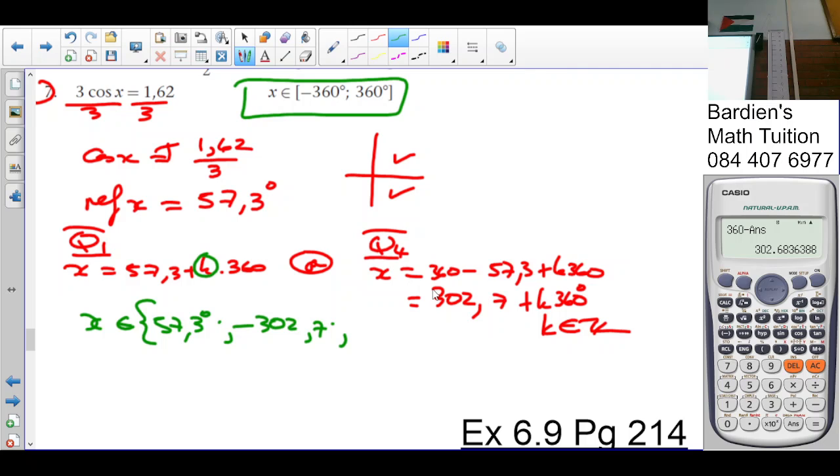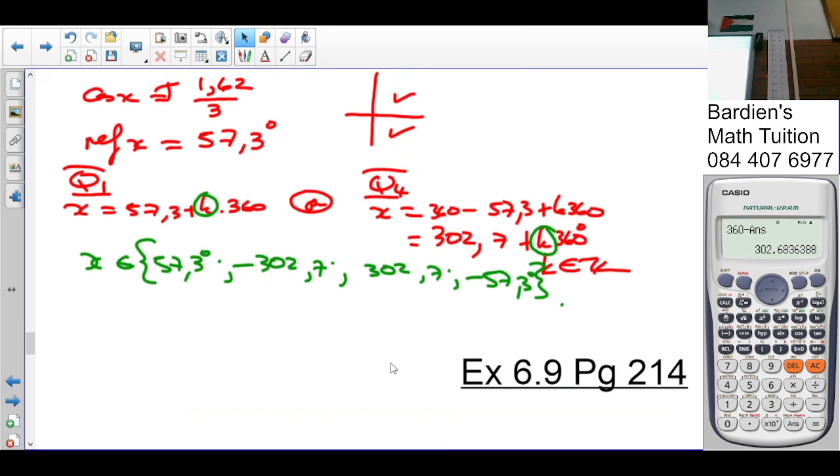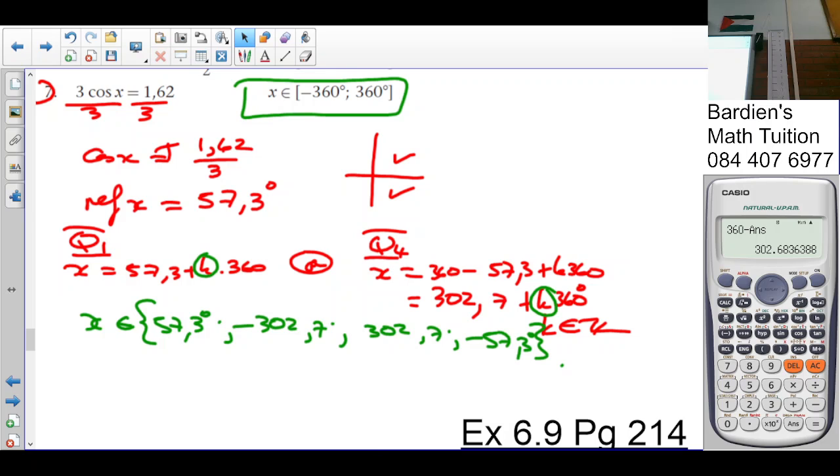Second branch: put 0 in, I'm going to get 302,7. Put 1 in, it is going to be outside. Put minus 1 in, it is going to give you negative 57,3 degrees. Put negative 2 in, it's going to be smaller than your lower boundary. Okay, any confusion there? Right. So that was up until question 7.